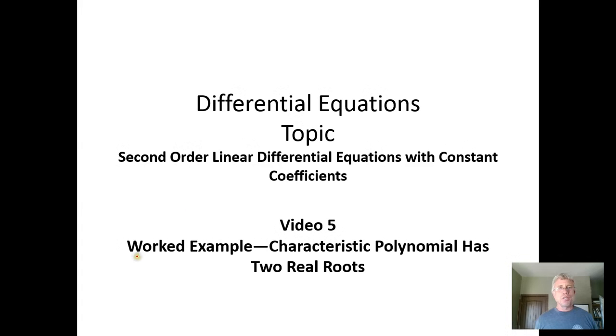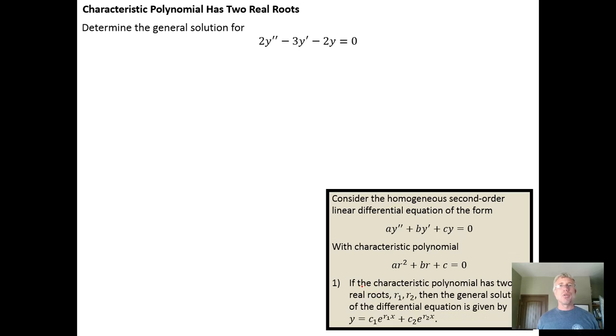So in this video we're going to show a worked example of solving a second order linear homogeneous differential equation that has constant coefficients, in the case where our characteristic polynomial has two real roots. And what we developed in video 2 was the idea that if we have a second order linear differential equation with constant coefficients, we could find the characteristic polynomial for it, ar squared plus br plus c.